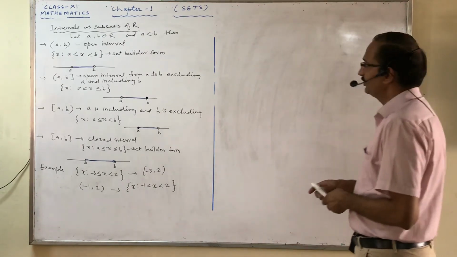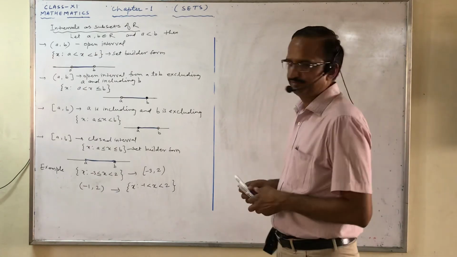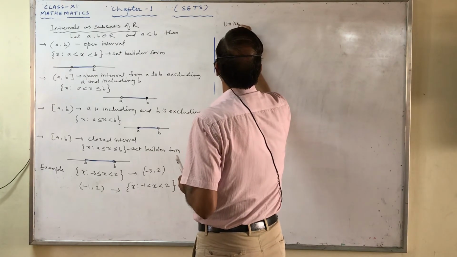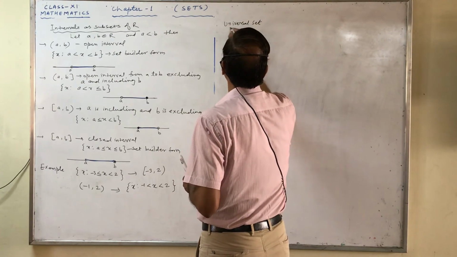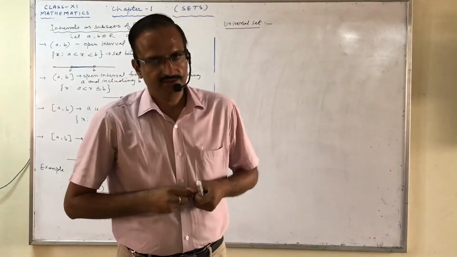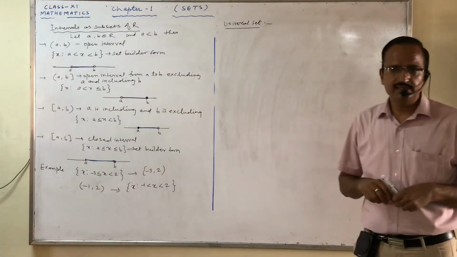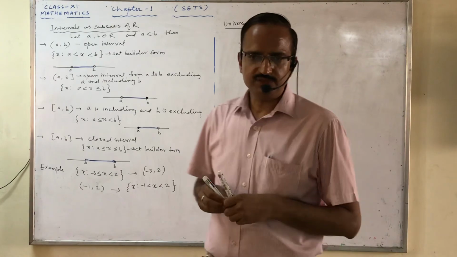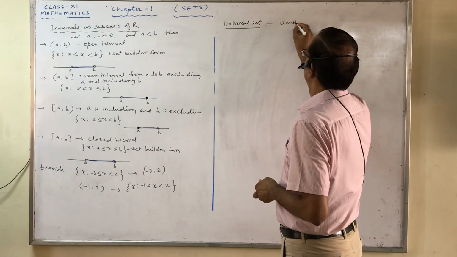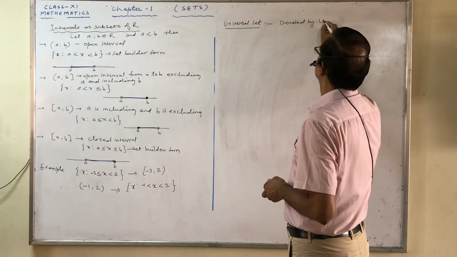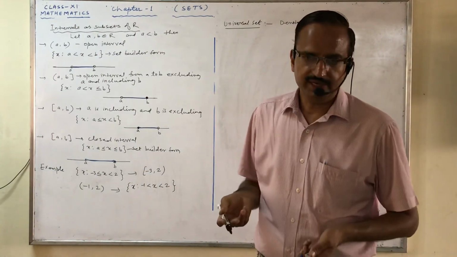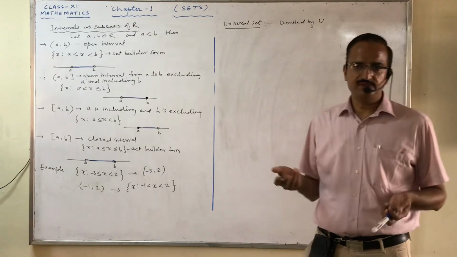Okay. Now the next topic is universal set. From the name itself, it is clear that it is very huge set. It means a set which contains all the small sets or the subsets of a set. It is denoted by U. So what is universal set? It is the set which contains all the small sets or subsets of a set.